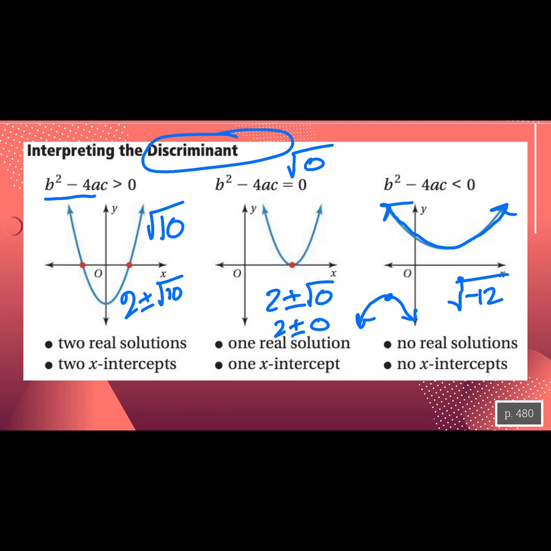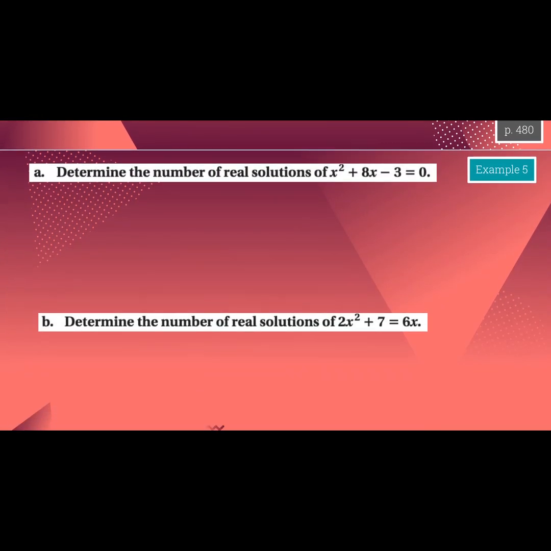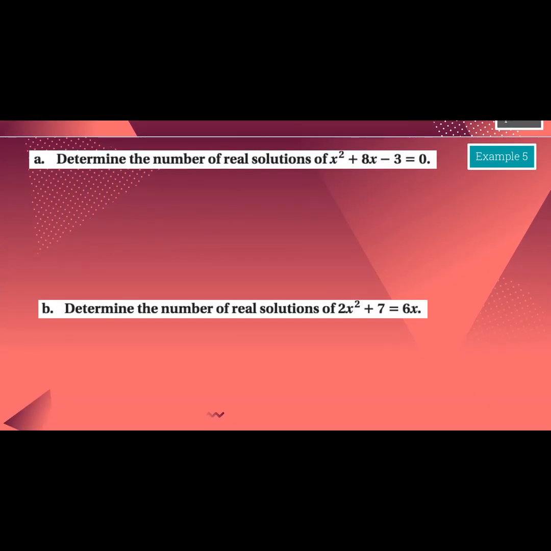What questions do we have about that? So you'll see questions like this on the homework. Determine the number of real solutions of x squared plus 8x minus 3 equals 0. Notice they don't ask us to solve. They just ask us to say how many solutions there are. So all we need to do is b squared minus 4ac and figure out what this is going to equal. Is it going to be a negative number, 0, or a positive number? Our a value is 1, b value is 8, and c value is negative 3. So we can just plug those in.